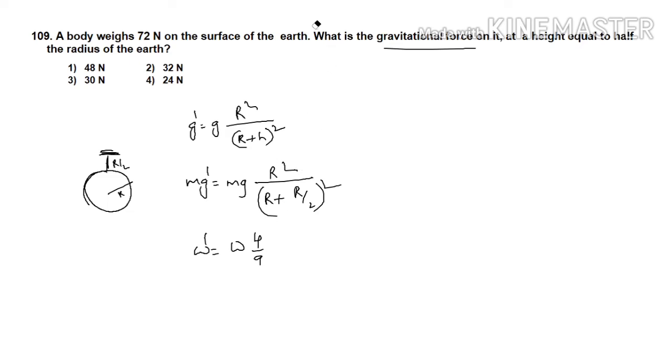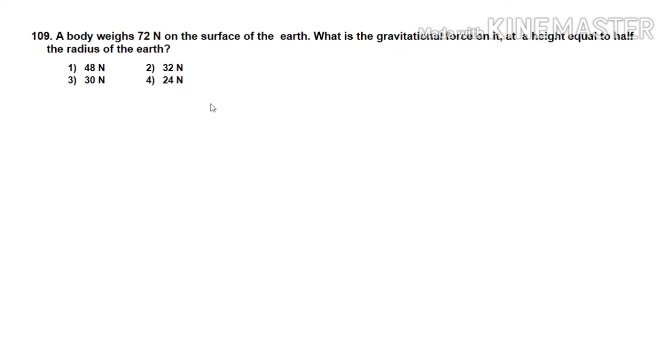Then they are asking about the weight, and a body weighs 72 newtons on the surface of the earth. It is already given, the W value is given. So 72 into 4 by 9, that is 32 newtons. Okay, so 32 newtons. Now see the next question.